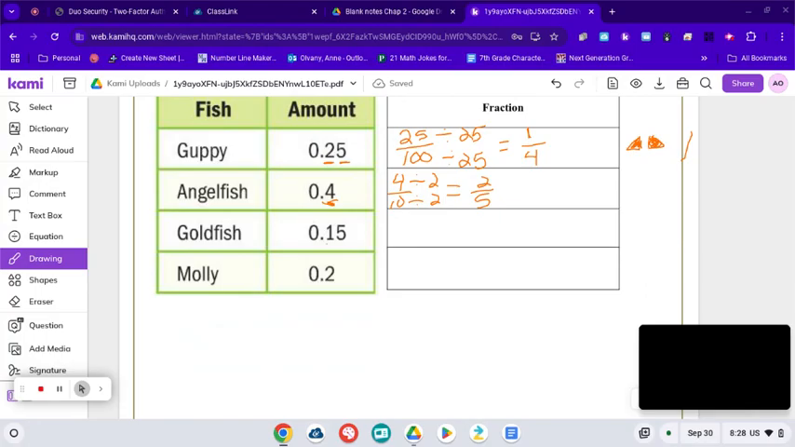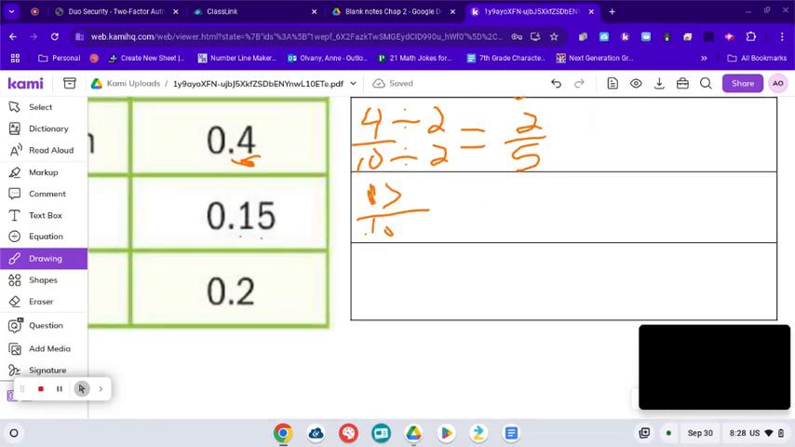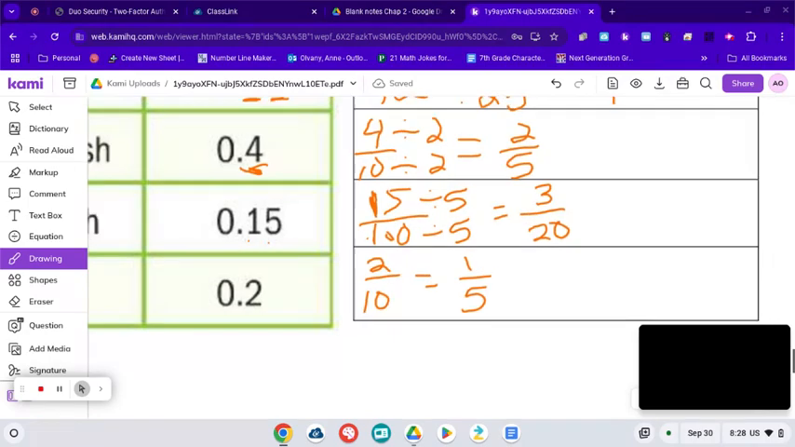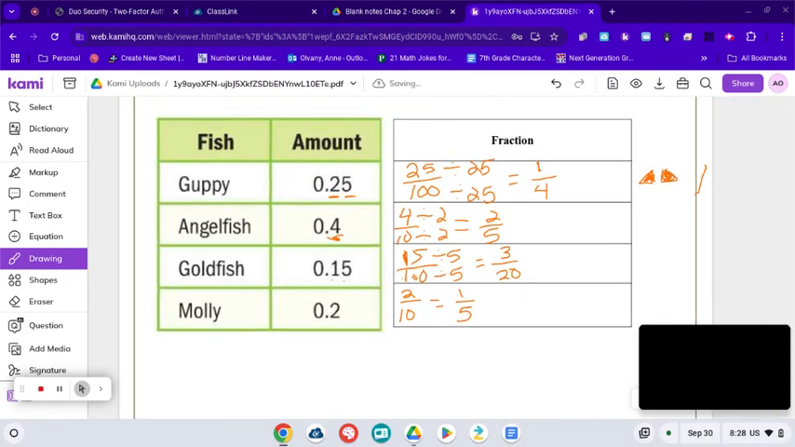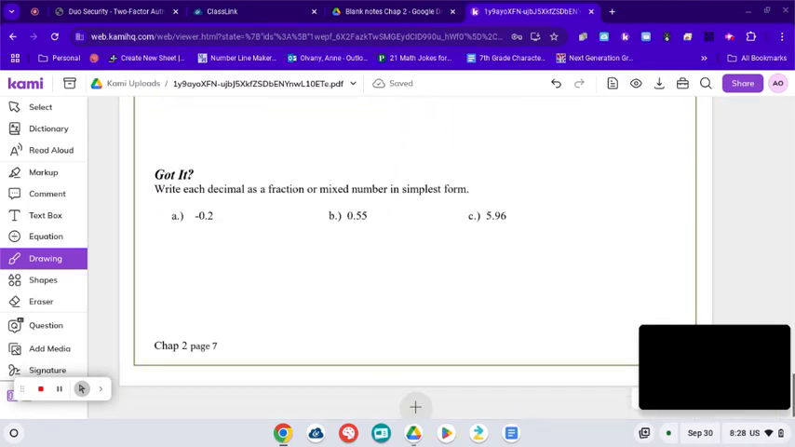0.15, tenths, hundredths. This is 15 hundredths. We could divide 15 and 100 both by 5. Comes out to 3/20. But again, double check that on your calculator. Yep. And then we have 2/10. Hopefully you don't need your calculator for that, but you have it if you do. 1/5. Awesome. So I think that piece is a little bit easier.